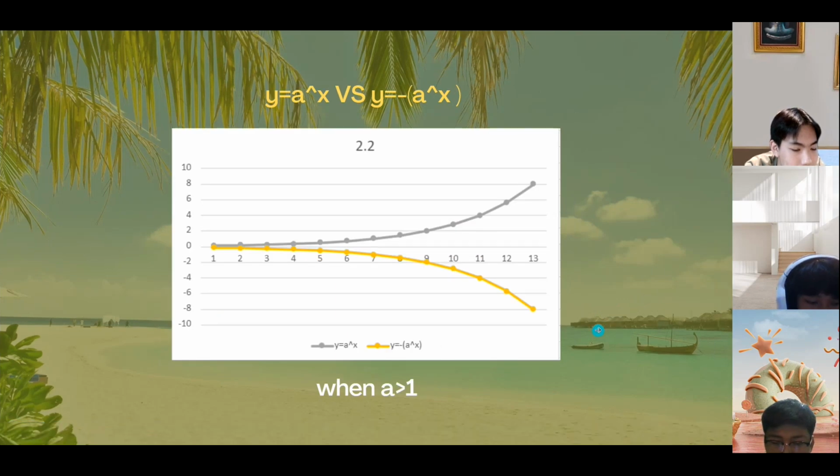And this graph is almost identical to the same one. It's a more than 1. It's just another version of the before graph. It starts from 1, and the gray line is exponential growth, and the yellow one is exponential decay.